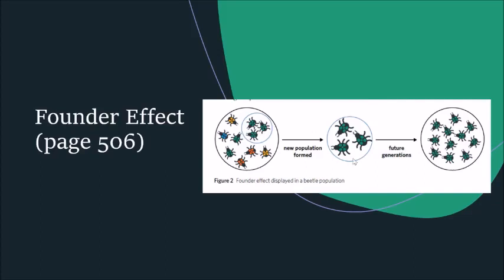Again, it's not representative of the initial population, because it's only these green beetles and all the others are left behind. And therefore, the future generations are no longer representative of the genetic diversity in the original population. So it's literally a small cross-section that moves out and starts a new population.